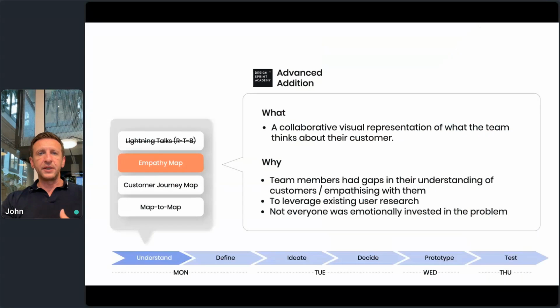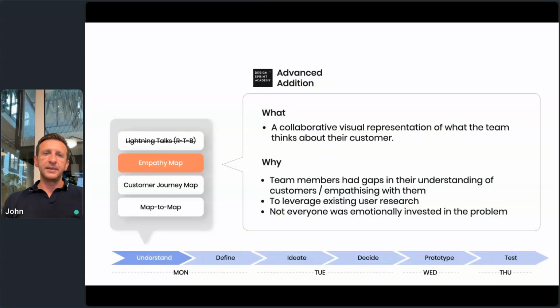And I think one of the key elements we introduced was the empathy map. And empathy map, for those of you who don't know, it's a visual representation of what the team thinks about their customer. And we needed the empathy map for a few reasons, because first of all, teams had gaps in their understanding of the customer, or they had a challenge empathizing with the customer.